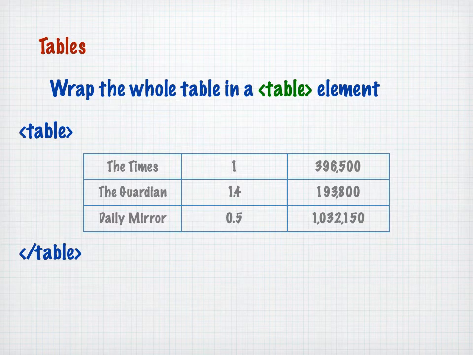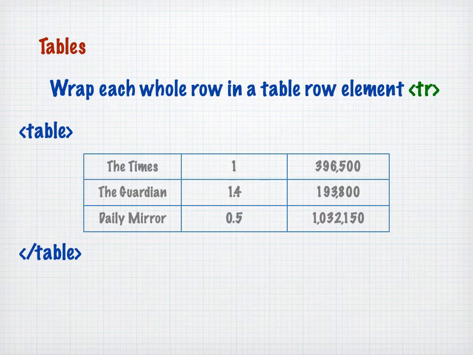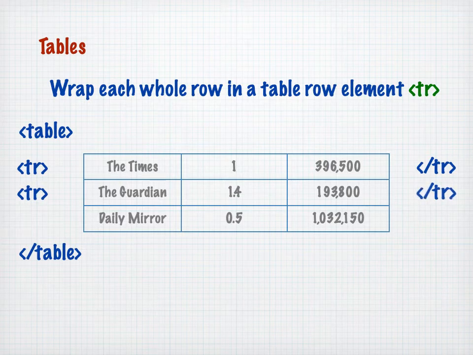Now for every row that we have inside our table, we're going to use a table row element, a table row tag. And so here you can see it says table row, TR. And what we do is we place those in pairs at the beginning and end of each row. So table row, closing table row, table row, closing table row, table row, closing table row, just like that. Now obviously in my table I've got 3 rows, so I'm going to have 3 pairs of table row tags.